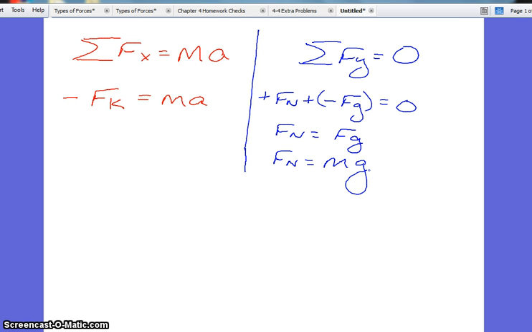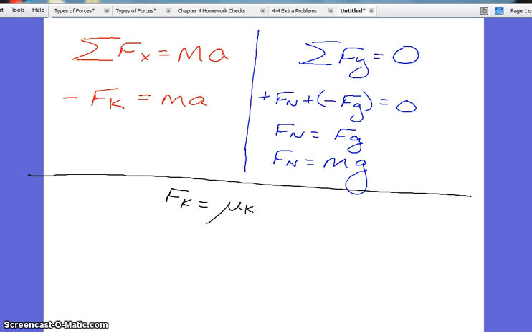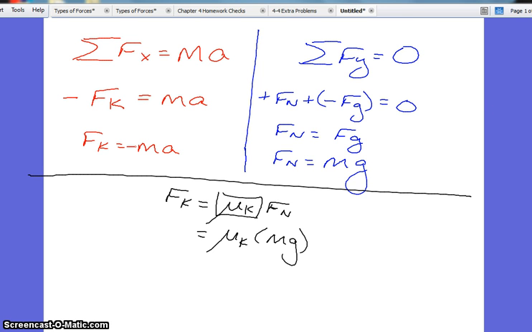Now at this point, we go to what we're really trying to find here, which is the coefficient of kinetic friction. And the only equation with the coefficient of kinetic friction is that the friction is the coefficient that we're trying to find times the normal force. Now if I had the mass, everything would work out fine. I would know the normal force, which is m times g. And my kinetic friction is equal to the opposite of the mass times the acceleration. Move the negative to the other side.